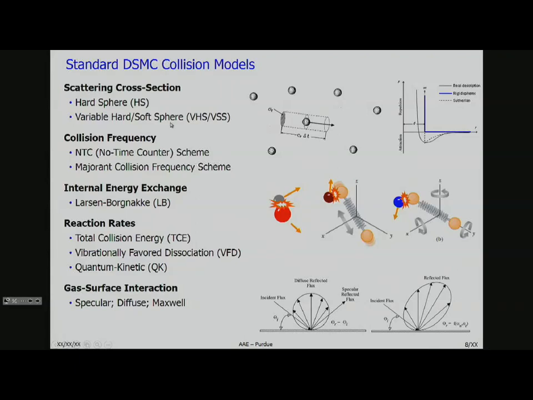Next is the reaction rates. When you have two particles, let's say N2 and O2, colliding, what are your chances of a reaction happening? Because they could dissociate, they could recombine. If you have just monatomic atoms in the collision, there could be some recombination. So this is obviously a very important process, very important to your flow.